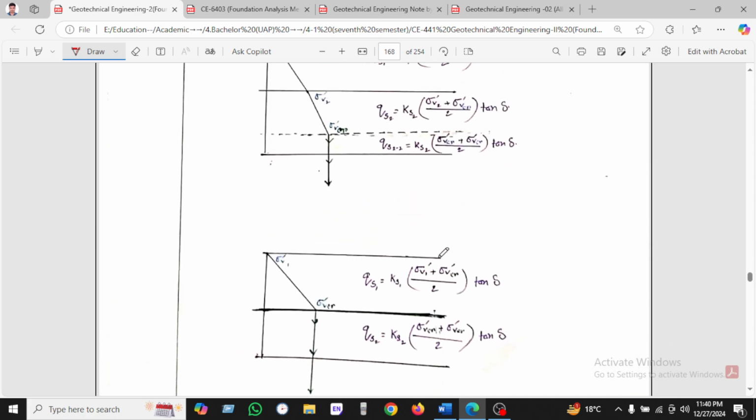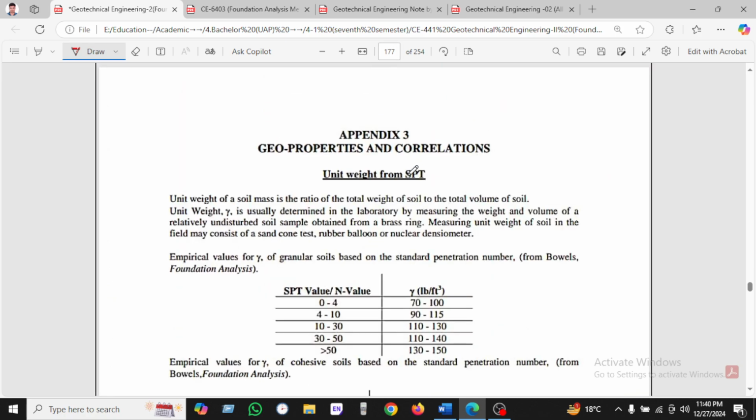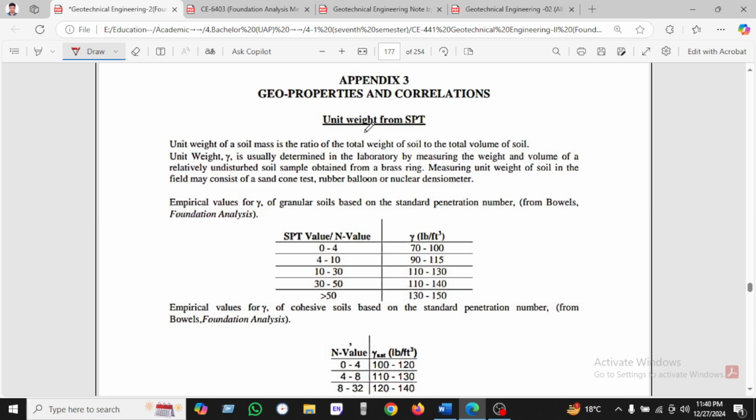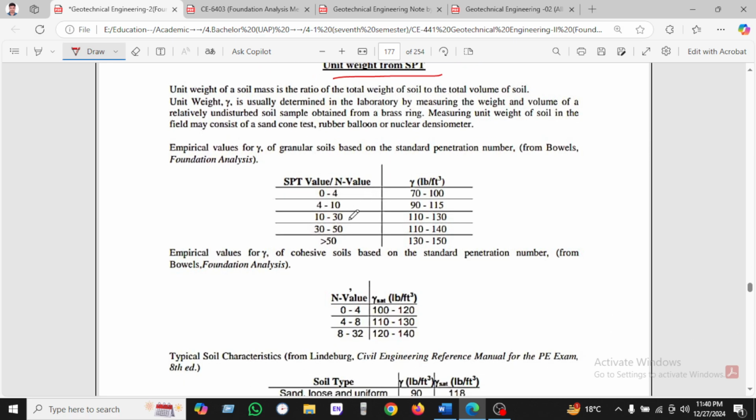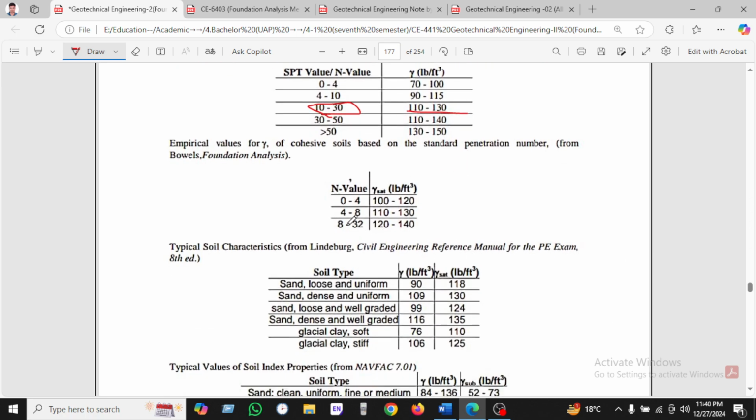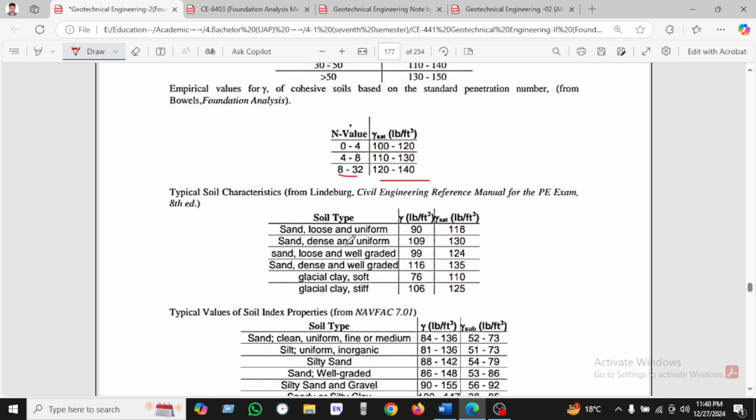Okay, let's see another. Here are some geotechnical properties, the correlation with the unit weight and SPT. When the SPT is 10 to 30, then you will use this formula. And when the SPT value is 8 to 32, then use this unit weight. And for the sand type, when the sand is loose and well graded, then we will use this unit weight.